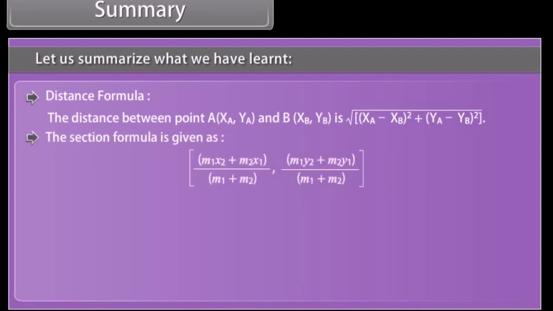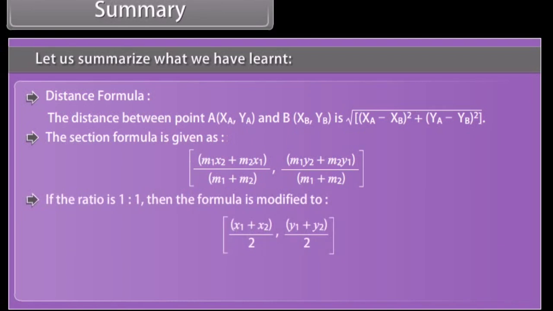The section formula is given as (M1 x2 plus M2 x1) by (M1 plus M2), (M1 y2 plus M2 y1) by (M1 plus M2). If the ratio is 1:1, then the formula is modified to (x1 plus x2) by 2, (y1 plus y2) by 2. Area of triangle is 1 by 2 into [x1 into (y2 minus y3) plus x2 into (y3 minus y1) plus x3 into (y1 minus y2)].